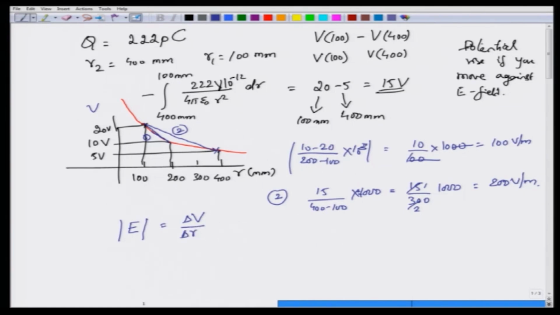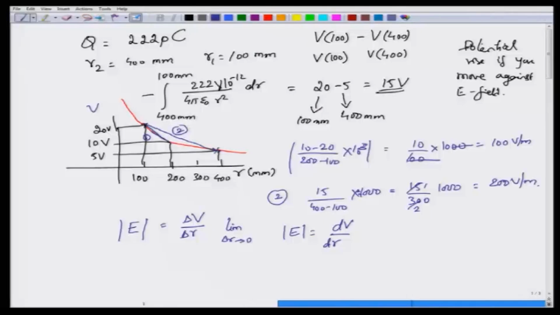Of course, this gets better and better if I take the limit of delta r going to 0. In that case, I get the electric field magnitude to be dV by dr. Thus, if I find the maximum slope, that will be the value of the electric field, and against the direction of the maximum value of the slope will be the direction of the electric field. We have seen this already, and we have also seen this in this particular charge distribution.